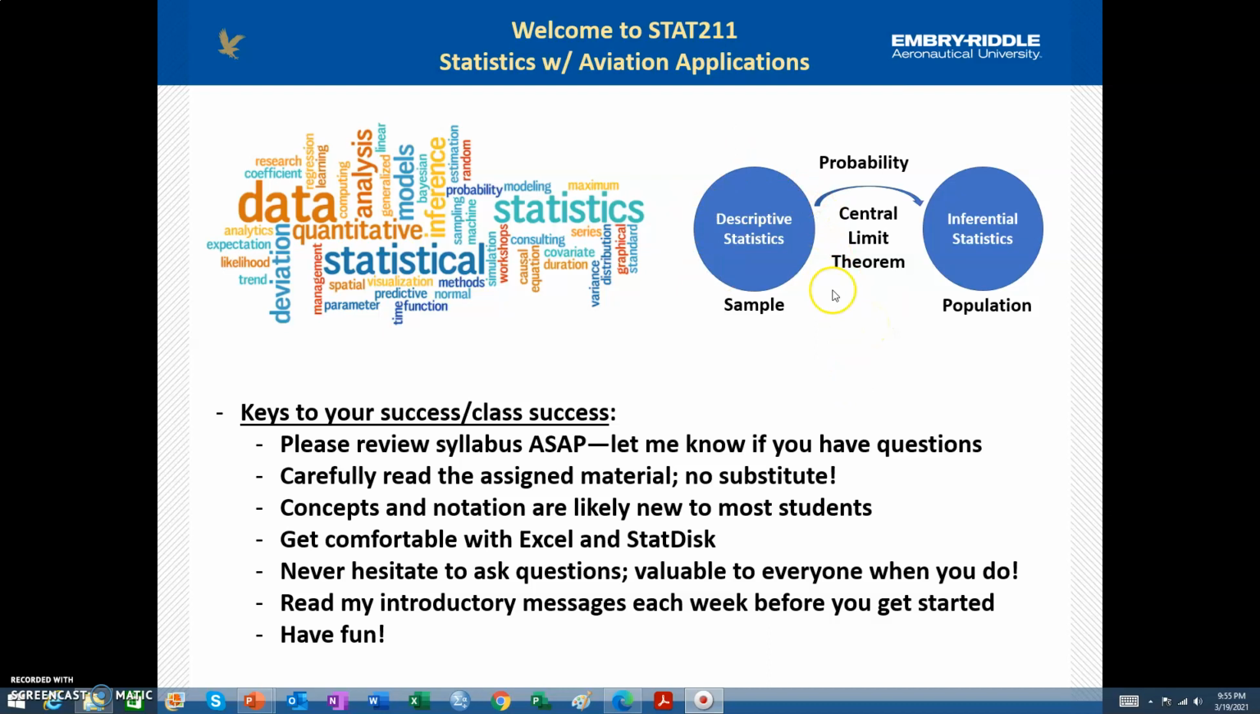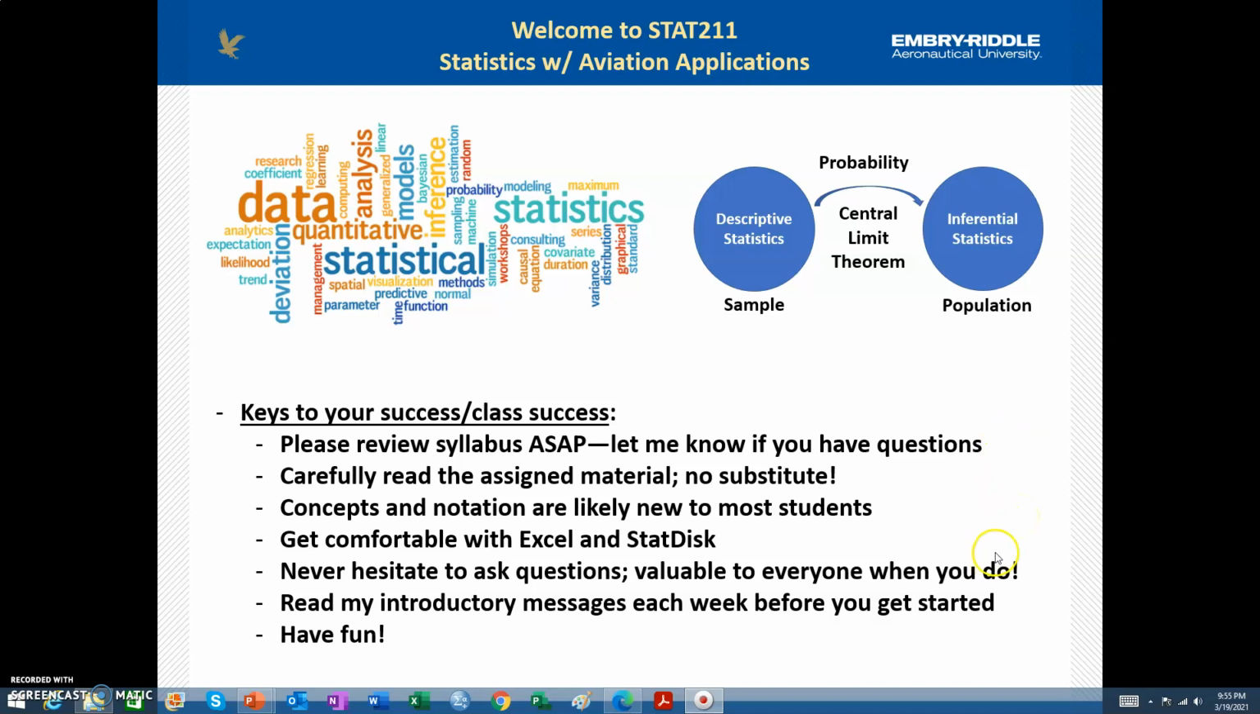These 2 branches of statistics are connected through this idea of probability. And within this idea of probability, perhaps the most important result in all of statistics, and that is the central limit theorem. So as you go through the syllabus and you see that you're going to learn about descriptive statistics, inferential statistics, and probability, this is really how the 3 of those things relate. And we'll have some fun doing this as we go through the next 9 weeks.